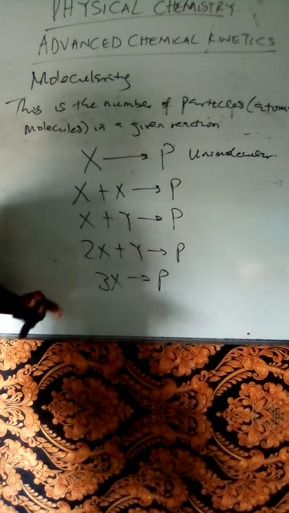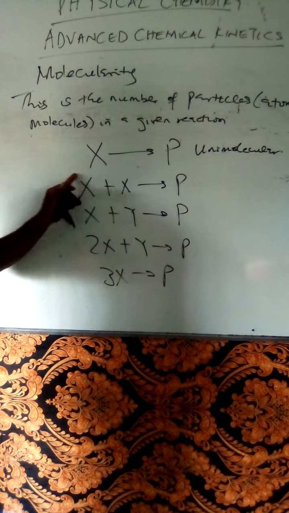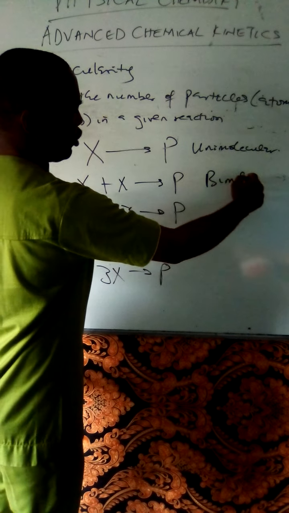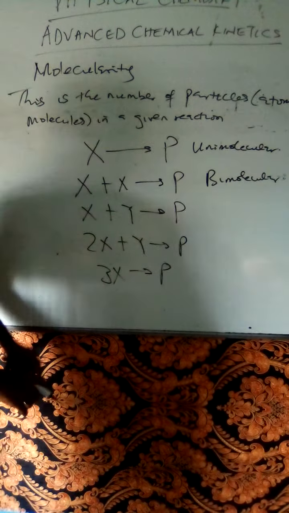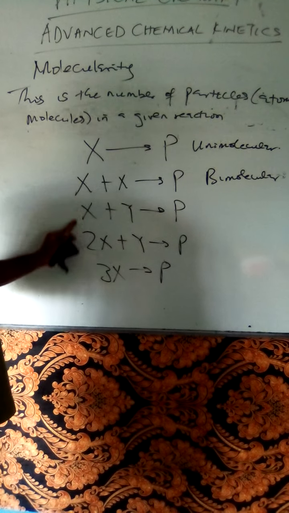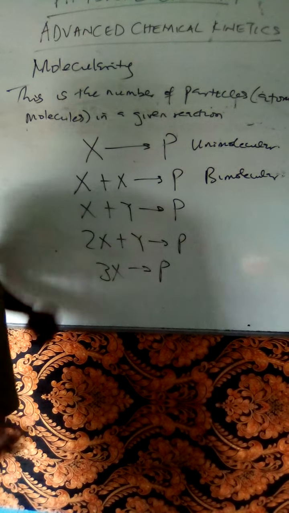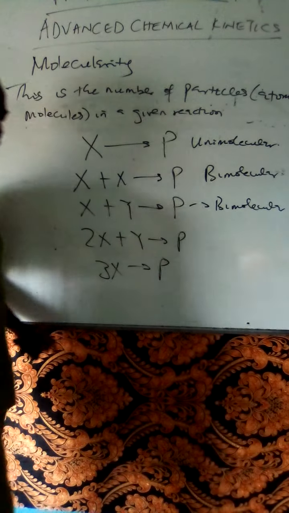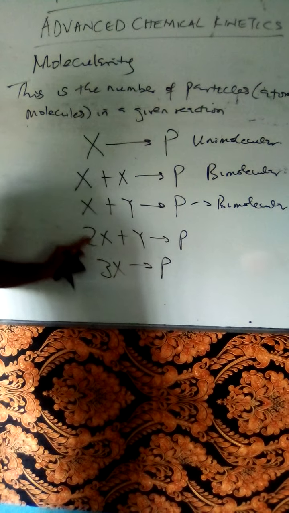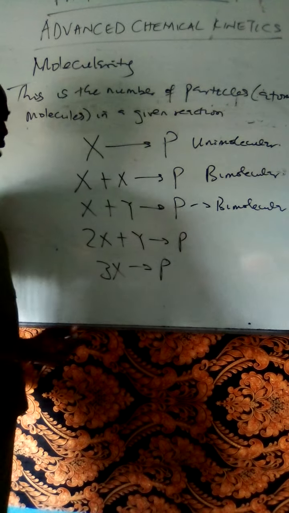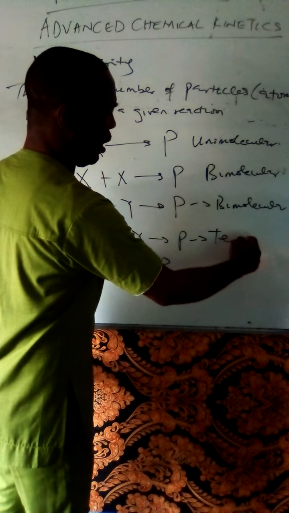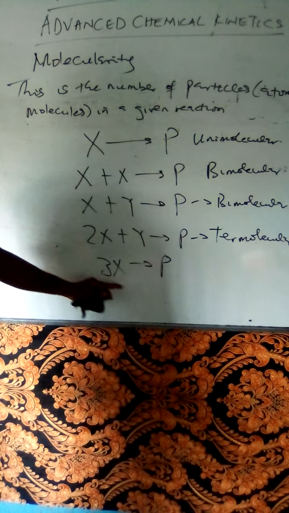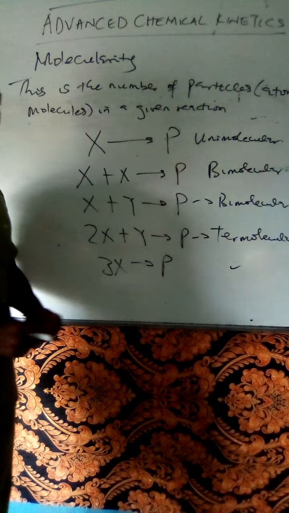In this instance, we have 2 atoms or 2 molecules of S. We say this is a bimolecular reaction. In this one, we also have 2 particles, 1 atom of S and another 1 atom of Y. This is also a bimolecular reaction. Then in this one, we have 2 particles of S with 1 of Y, giving you 3. We call it a termolecular reaction. Also in this one, we have 3. This is also a termolecular reaction.